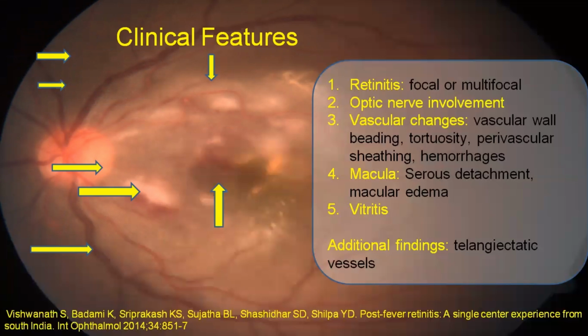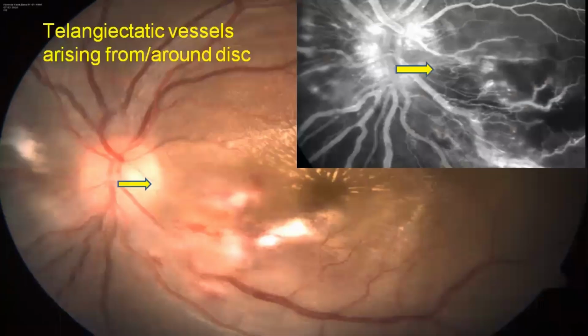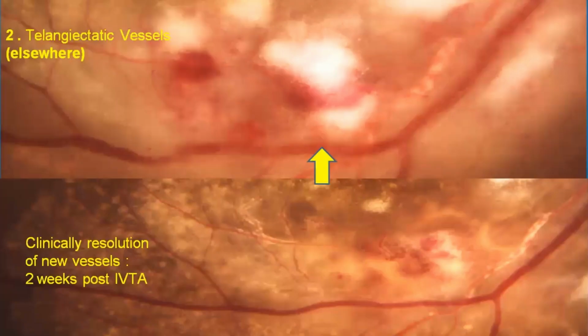Another interesting finding which we found in our patients were telangiectatic vessels, which can be seen around the disc as highlighted on fundus fluorescein angiography, or around the peripheral arcades, which responded very well to intravitreal triamcinolone injections in our patients.